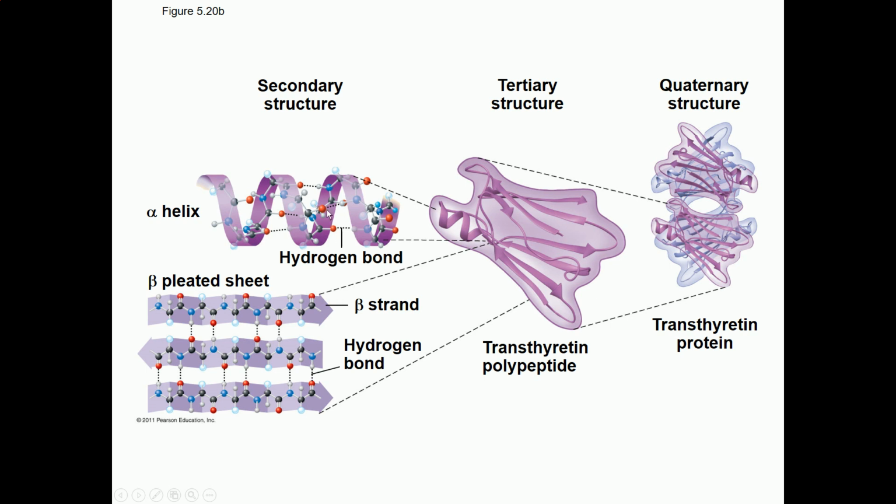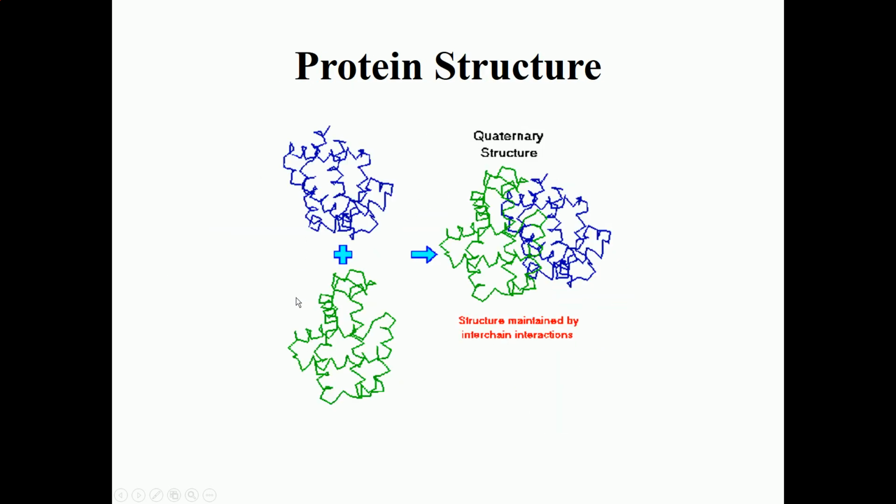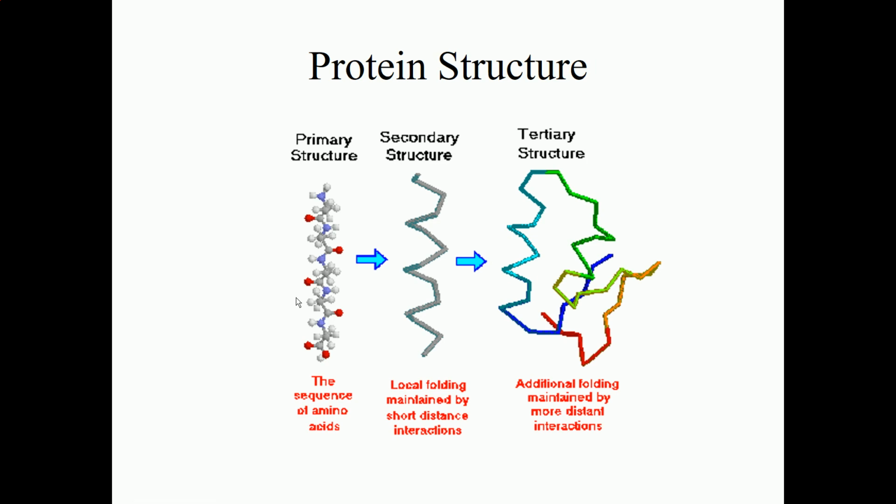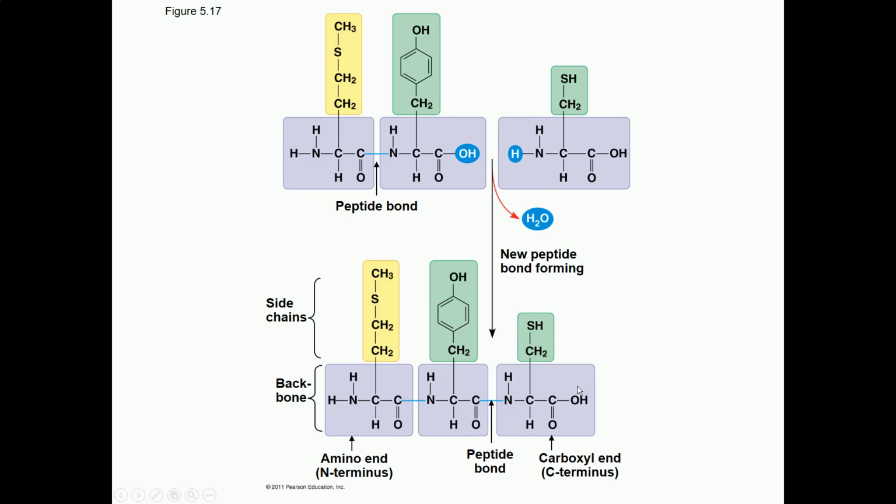So when the chain folds like this and forms a coiled structure, this secondary structure is called alpha helix. And when the chain forms these kinds of sheets which are parallel to each other, this kind of secondary structure is called beta pleated sheets. So when the chain has folded, it has either an alpha helix or a beta pleated sheet.